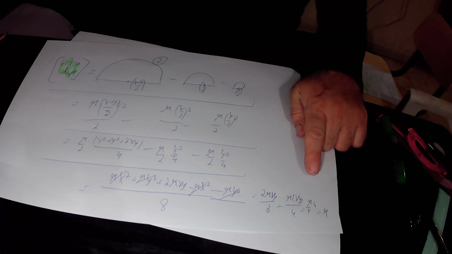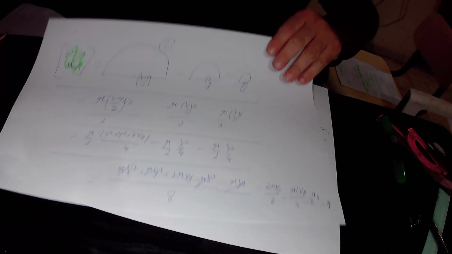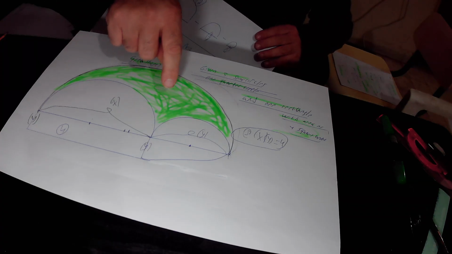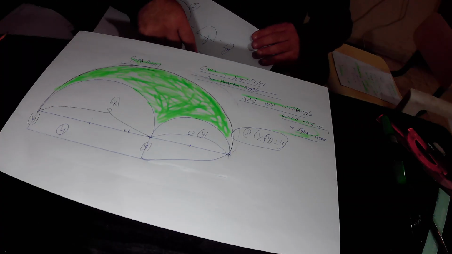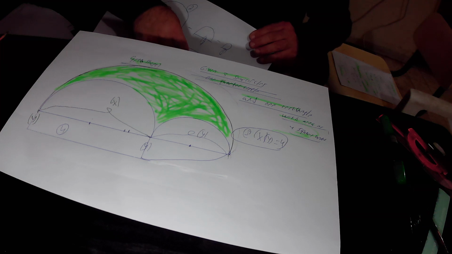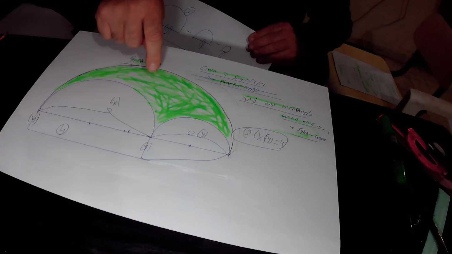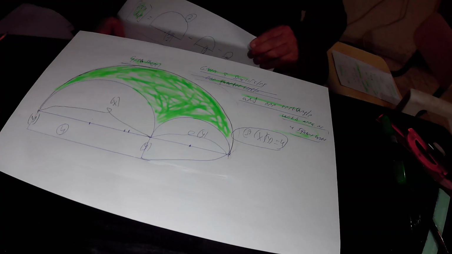We have 4 in the numerator and 4 in the denominator, so they get cancelled, and we are left only with pi. So the area of this green shape, that is the area that we are looking for in this question, is equal to pi square units. Again, the area of this green shape in total is equal to pi square units. Okay, thank you very much.